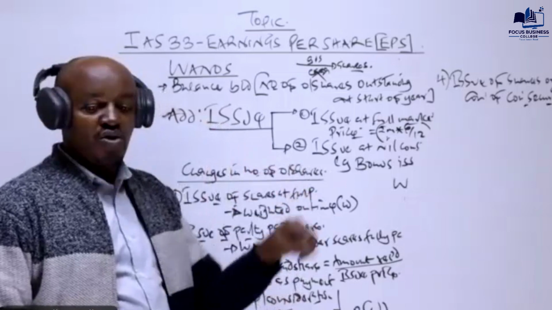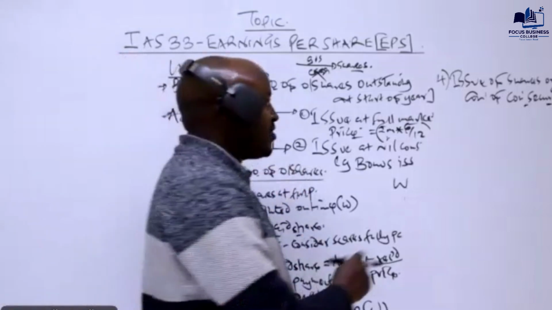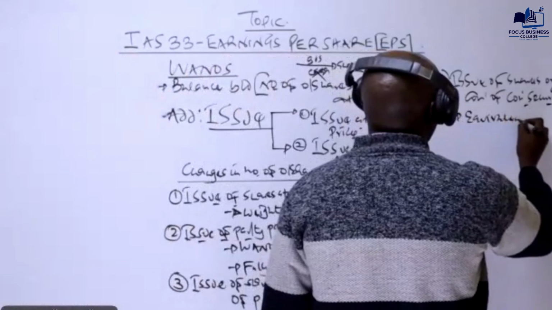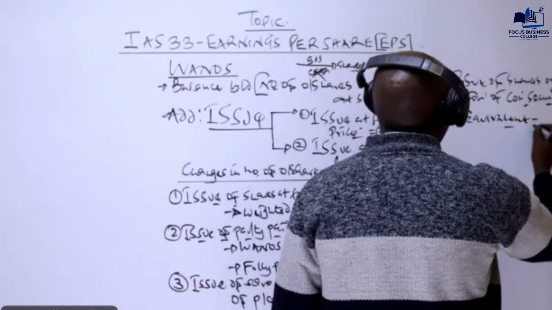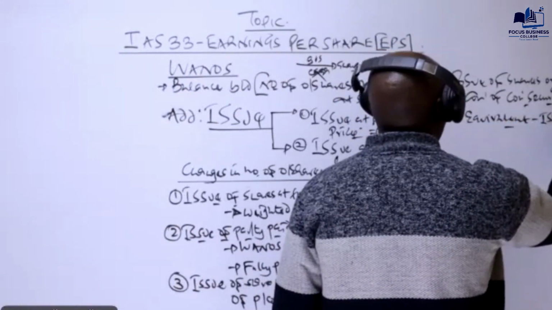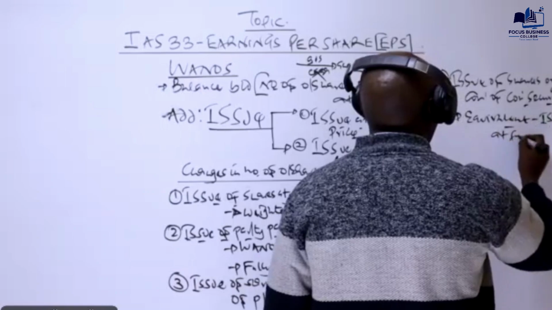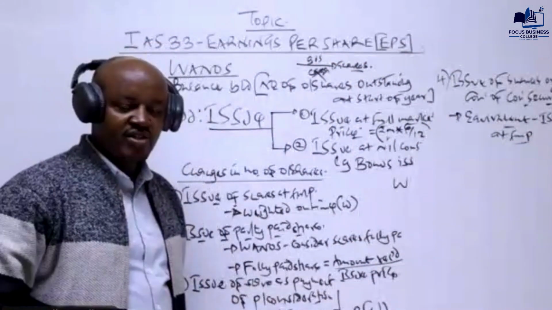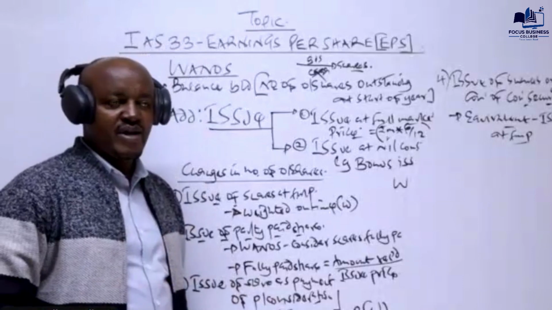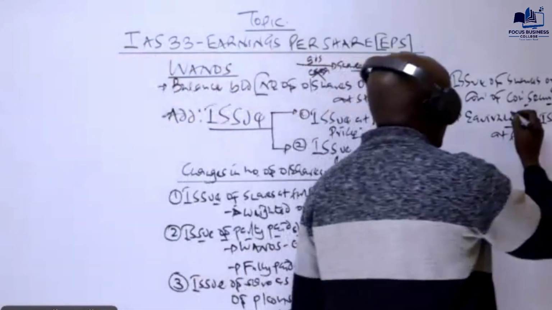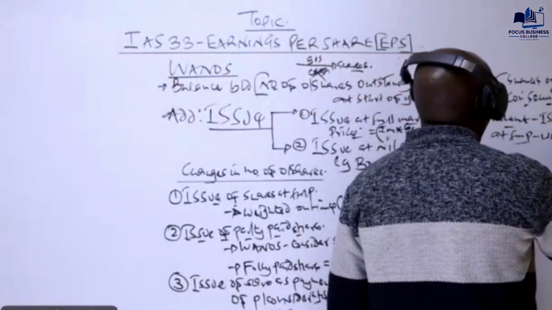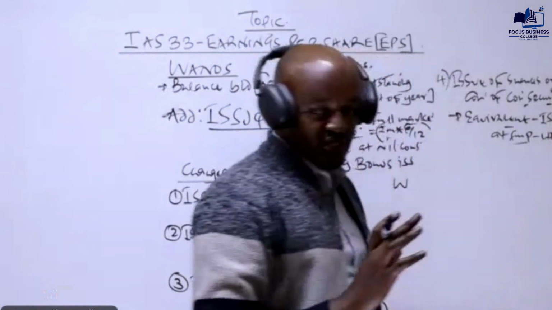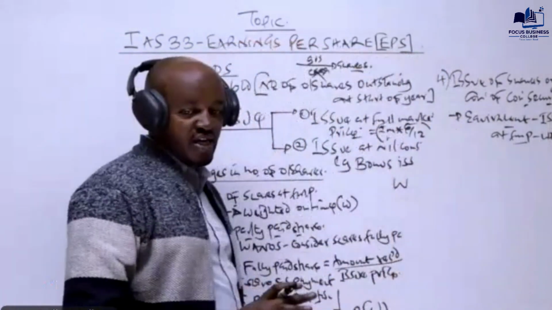How do we treat those ordinary shares which have been issued by the company? Equally, the ordinary shares issued on conversion are treated as an equivalent of issue at full market price. If that is the case, then those shares which were issued on conversion should be weighted on time basis.